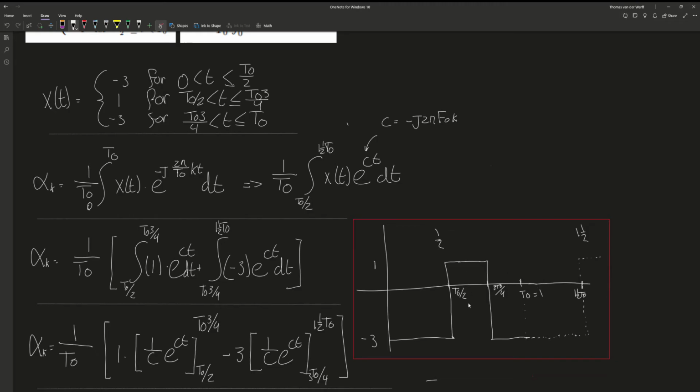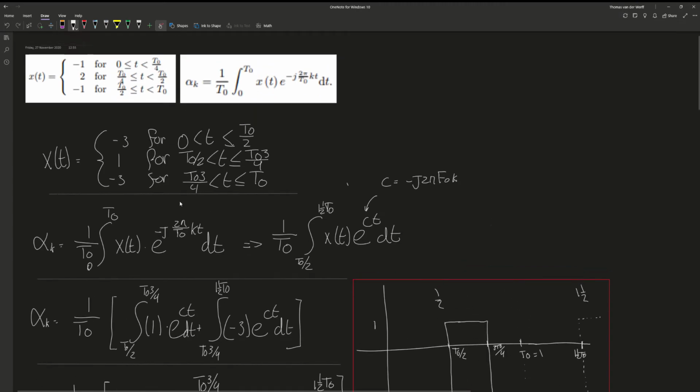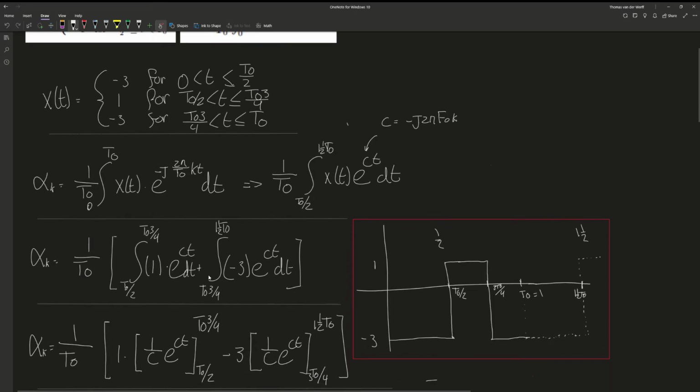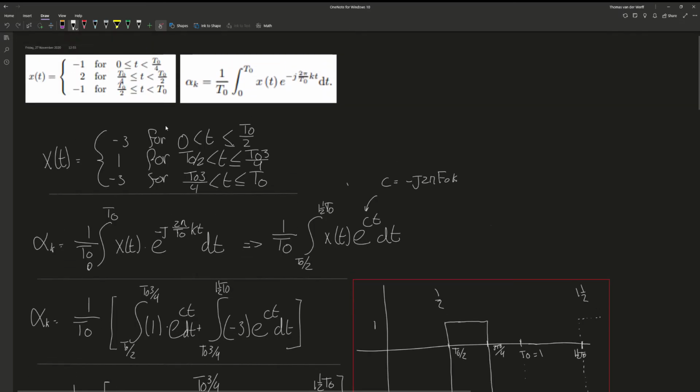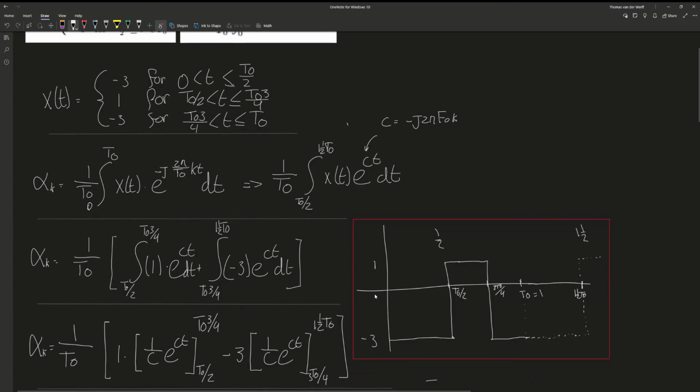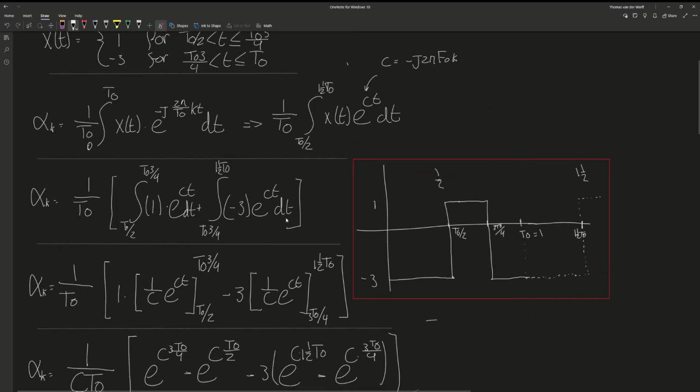Because this function is discontinuous, we cannot integrate in one go. We have to split up the integral. Normally, if you just take from 0 to 1 period, you will have to split it up in 3 parts. This is also the case for your assignment, of course. You have the first one that's -1, then you have the one that's 2, and then you again have an integral with -1. However, if we take the integral from half to 1.5, we can just use 2 integrals as is shown here.